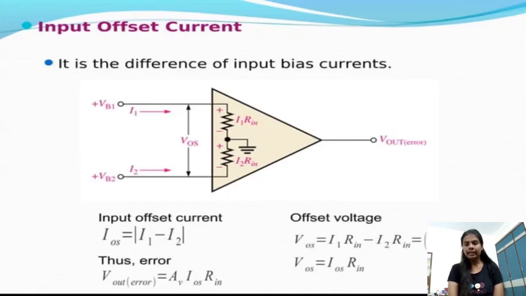So here the error is Vout error, which is equal to AV into IOS into RN, and the offset voltage VOS is equal to I1 RN minus I2 RN, and VOS is equal to IOS into RN.